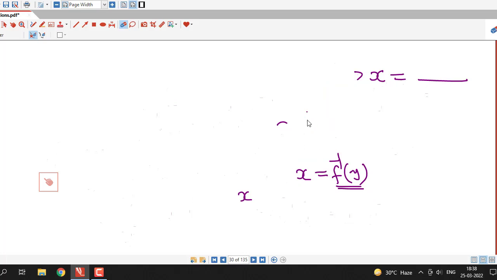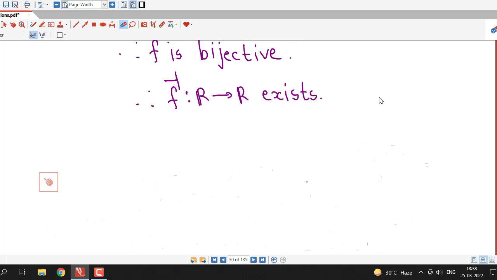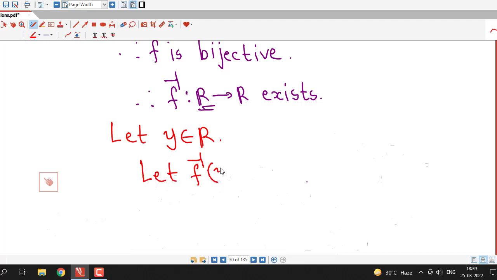So here we have obtained f inverse y equals (y plus 2) raised to 1 by 3, and we write systematically that f inverse from R to R exists. Now we take any element in the domain, let y belong to R. Now this is the domain of f inverse, so we consider y in the domain of f inverse, and let f inverse y equal x. So we are interested in the formula of x.